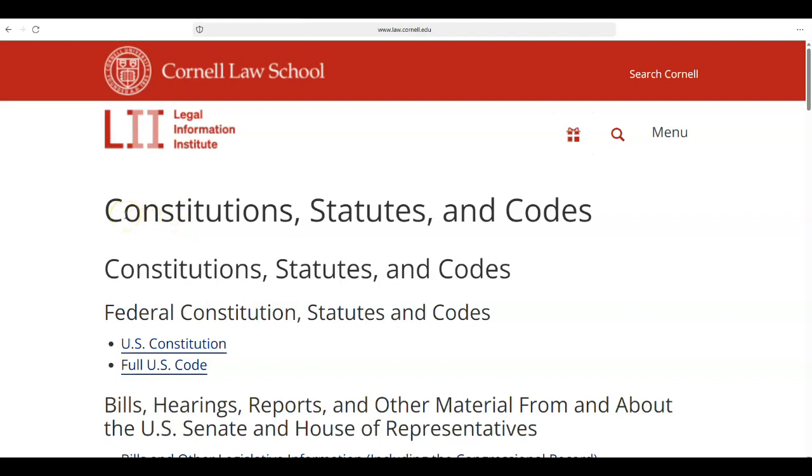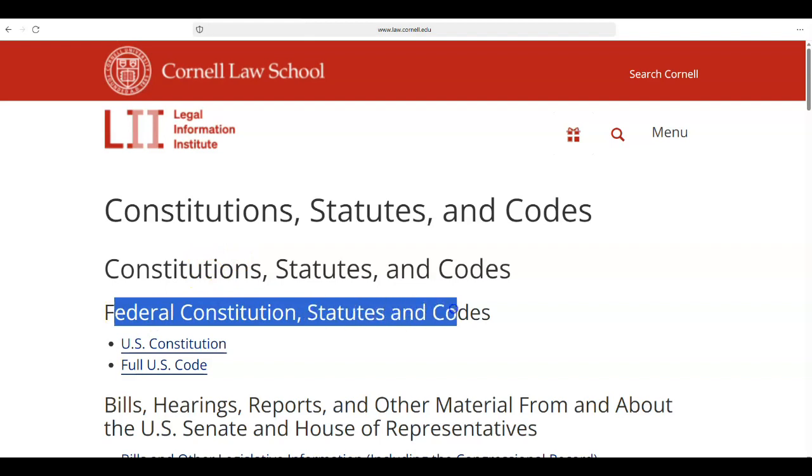There are two different statutes involved. We live in a dual sovereignty system: Constitution, statutes, and codes. The federal ones are the United States Constitution and the full United States Code, which so happens that 49 USC of the Transportation Code is one of the federal statutes and codes, okay?